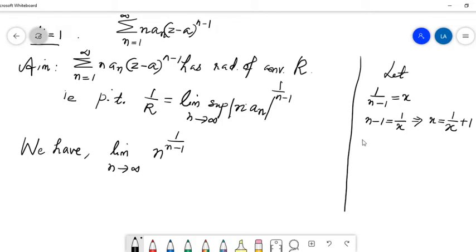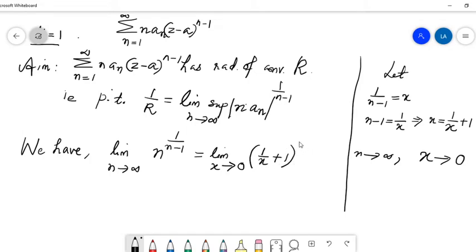That means when n is tending to infinity, what happens? x is tending to 0, right? So here we are just interchanging our things. Here we have the limit, instead of n we are having x tends to 0, and instead of n I can substitute (1 by x plus 1) the whole raised to x, because we had assumed like that here, right?